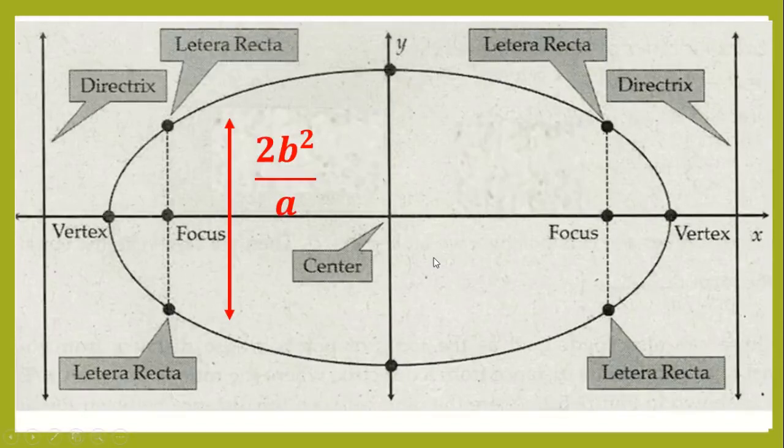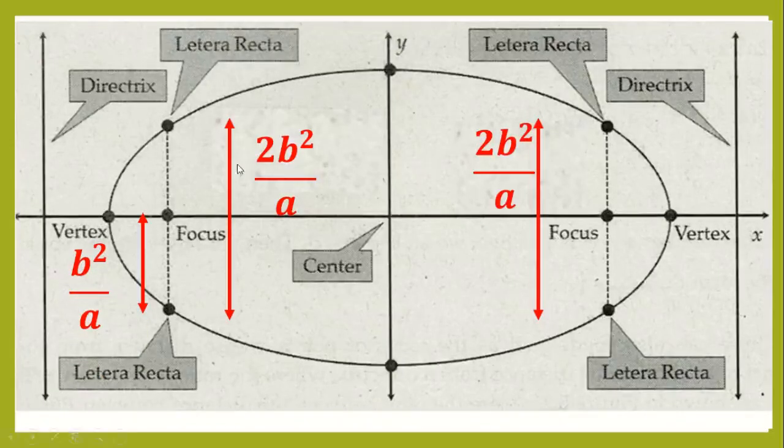At ang length ng ating latus rectum o latera recta is 2b squared over a. Okay? 2b squared over a. Ano nga ba yung a? That is the semi-major axis. Yung b natin ay semi-minor axis. So, mamaya, pag-aaralan natin lahat yan. Okay?